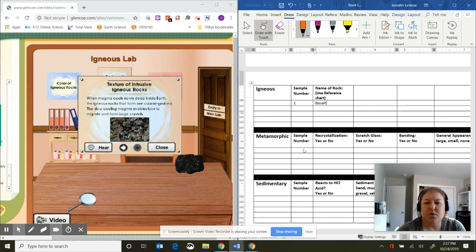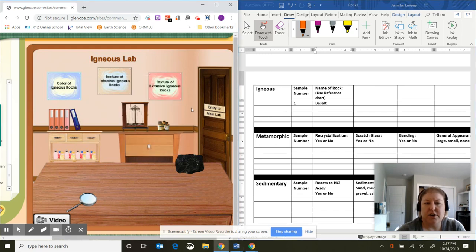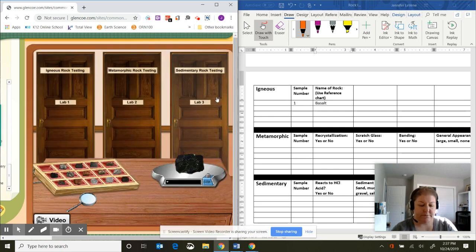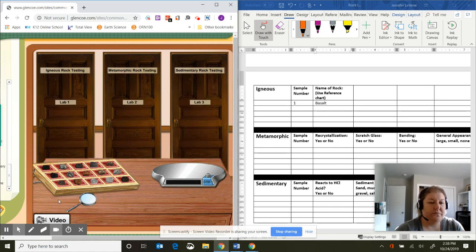Now, there are some more things that you need to do on the other labs or other types of rocks. So we can get out of this one. We're going to go back to the lab and we're going to pick a different kind of rock. So we are going to pick limestone. Okay, so let's pick limestone. Now you're getting a free answer.